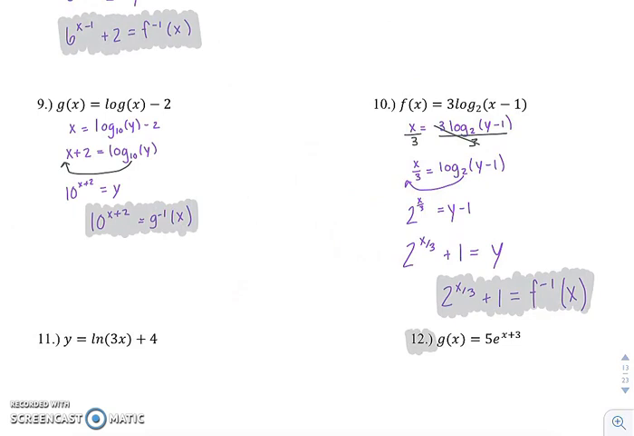So if we start with the log, we should end as an exponential. None of our equations have a log left in them if they started with a log in them. So that's just a good check for you guys when you're done with these.